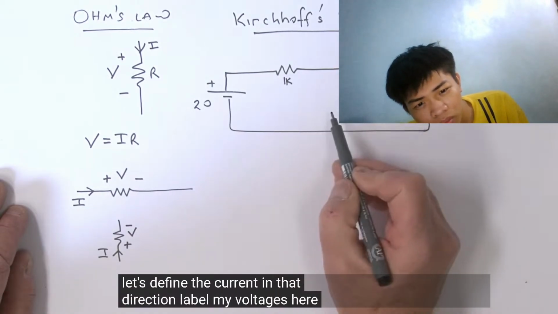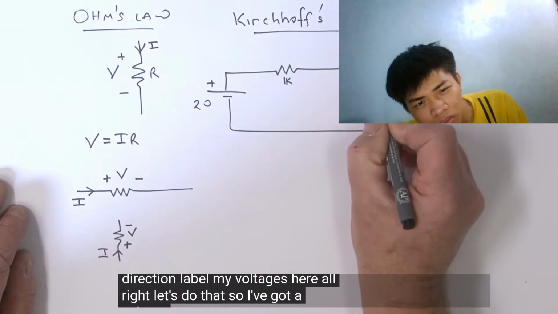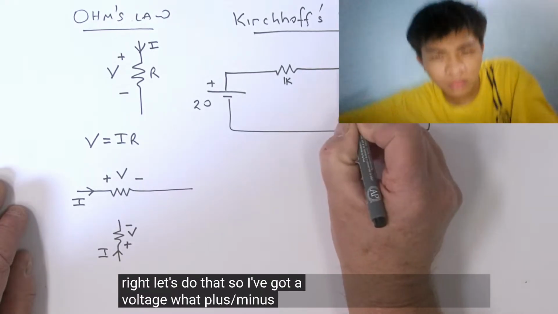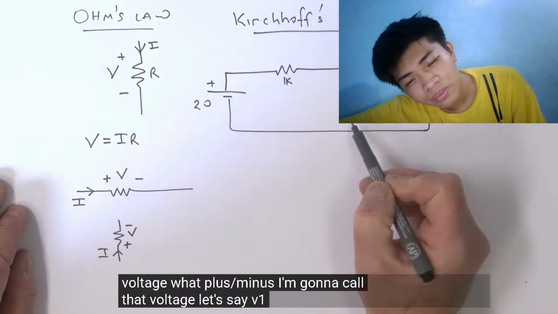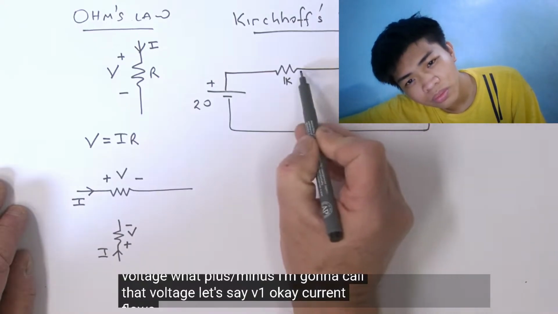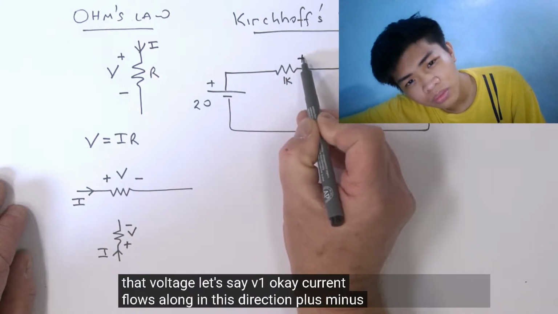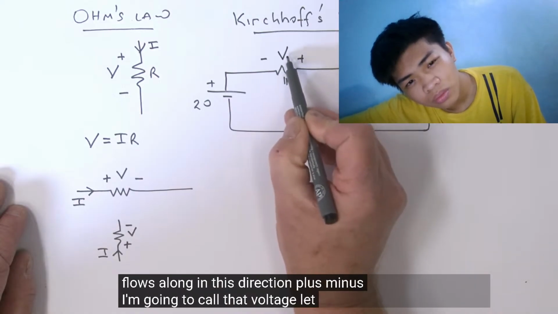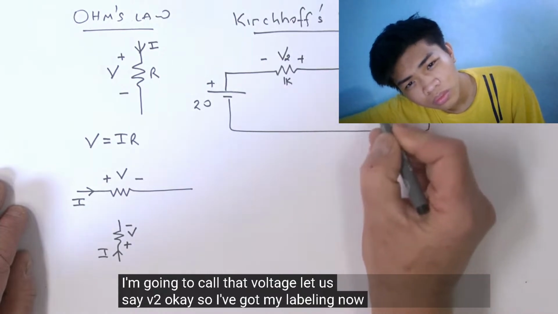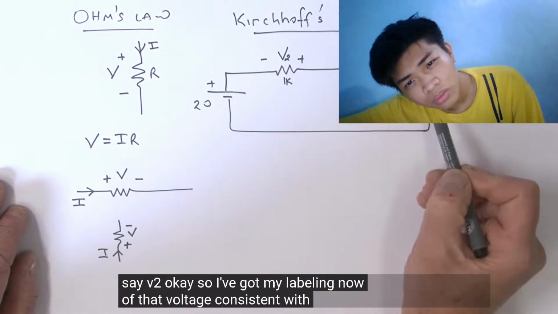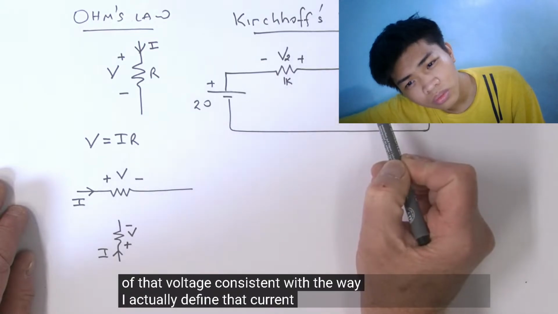Label my voltages here. All right, let's do that. So I've got a voltage, what? Plus, minus. I'm going to call that voltage, let's say, V1. Okay, current flows along in this direction. Plus, minus, I'm going to call that voltage, let us say, V2. Okay, so I've got my labeling now of that voltage consistent with the way I define that current.